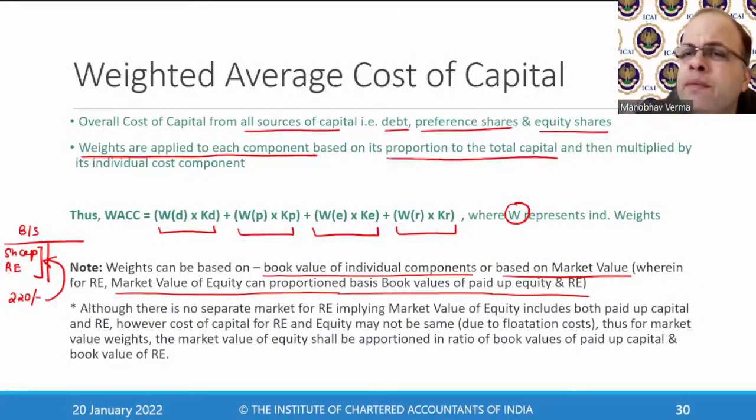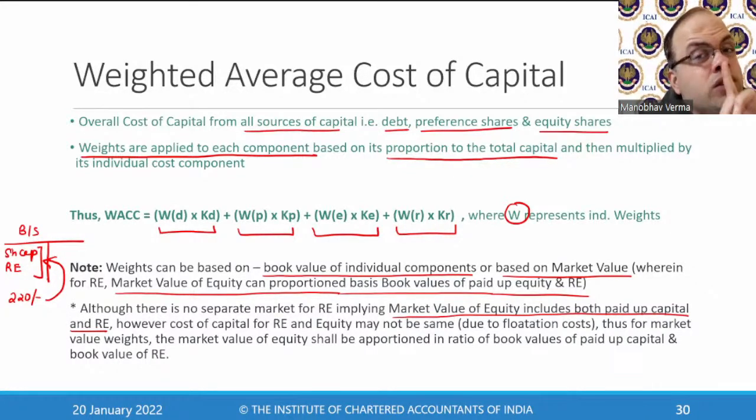We will come to that piece a little later while we're practicing. The reason is mentioned at the bottom: there is no separate market value. So the market value of the equity includes both paid up capital and retained earnings. Also, the important point is that the cost of retained earnings and cost of equity may be different because new equity cost is generally more because of the flotation cost. So even if you are using the market value weights, you need to maintain the differentiation. You are calculating the weighted average based on the individual components. I hope this makes sense, guys.